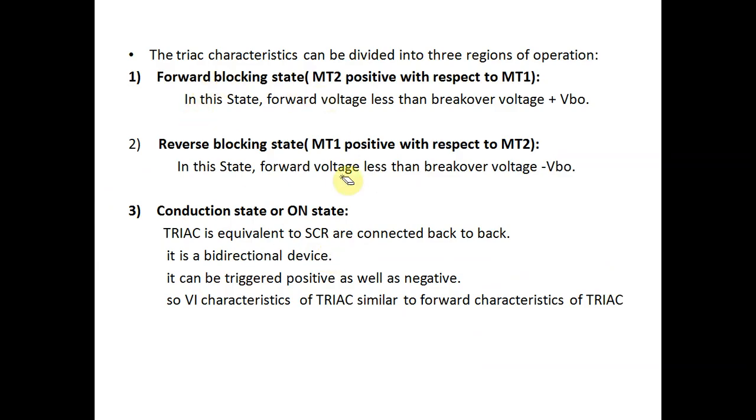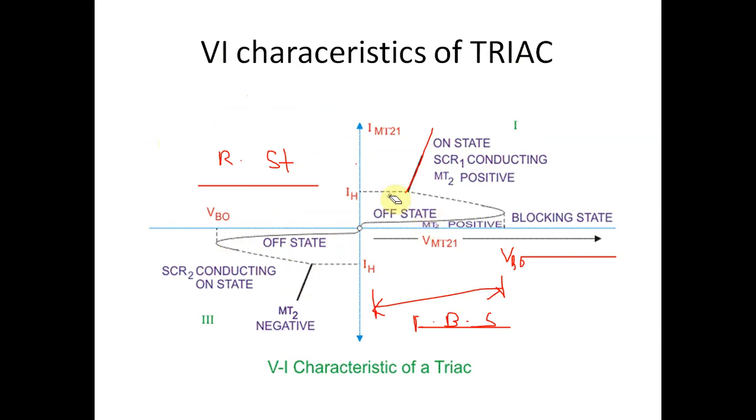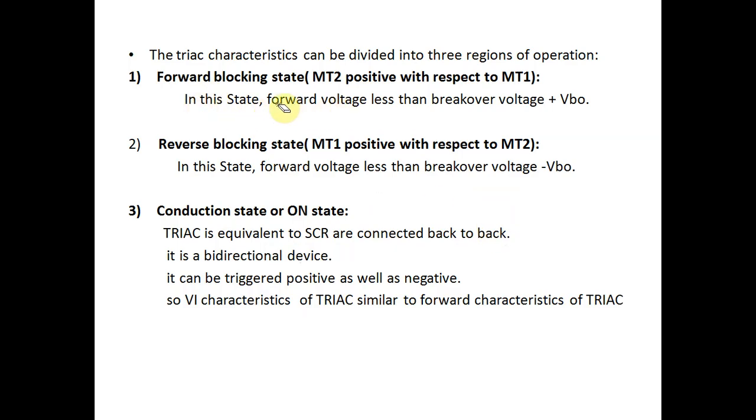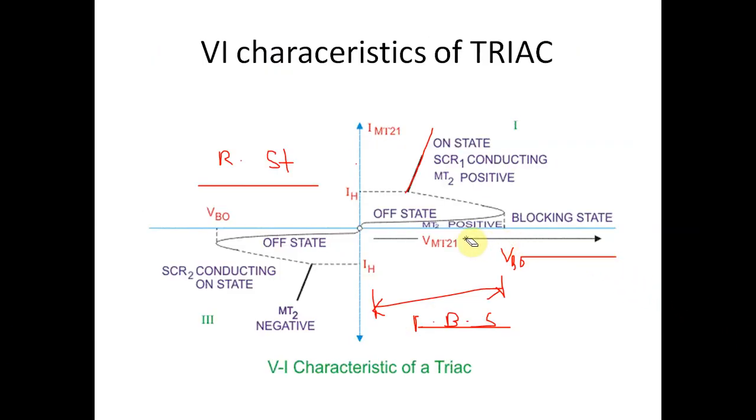In the forward blocking state, MT2 is positive with respect to MT1. In this state, the forward voltage is less than the breakover voltage. This one is your breakover voltage, and this one is the forward voltage. In this period, there is a forward blocking state.